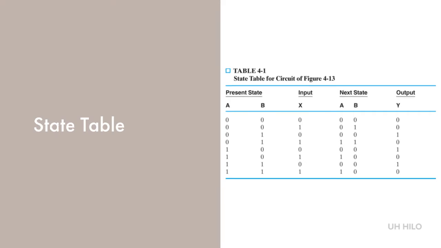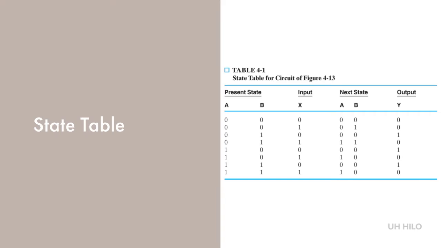The present state section shows the states of the flip-flops A and B at any given time t. The input section gives each value of x for each possible present state. Note that for each possible input combination, each of the present states is repeated. The next state section shows the states of the flip-flops one clock period later at time t plus 1. The output section gives the value of the output y at time t for each combination of present state and input.